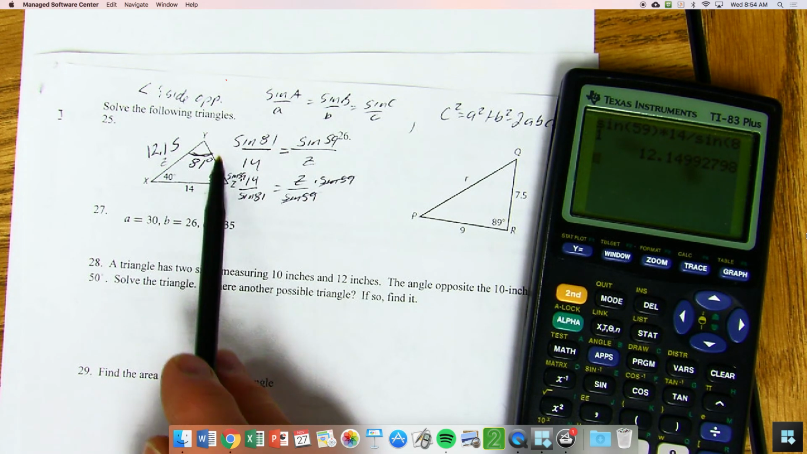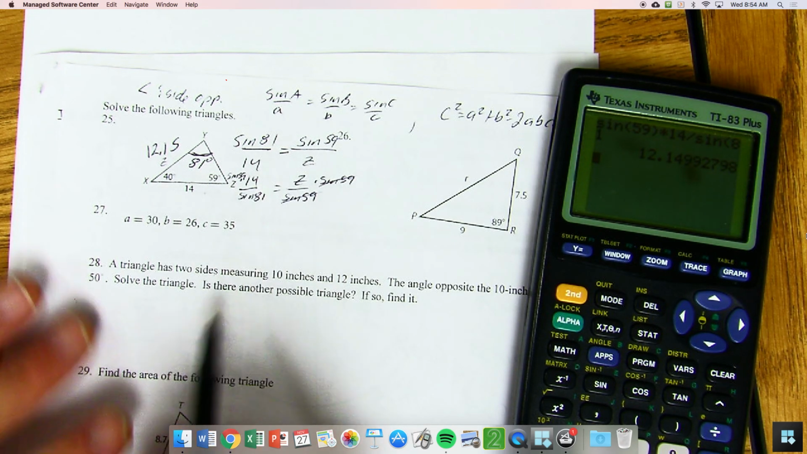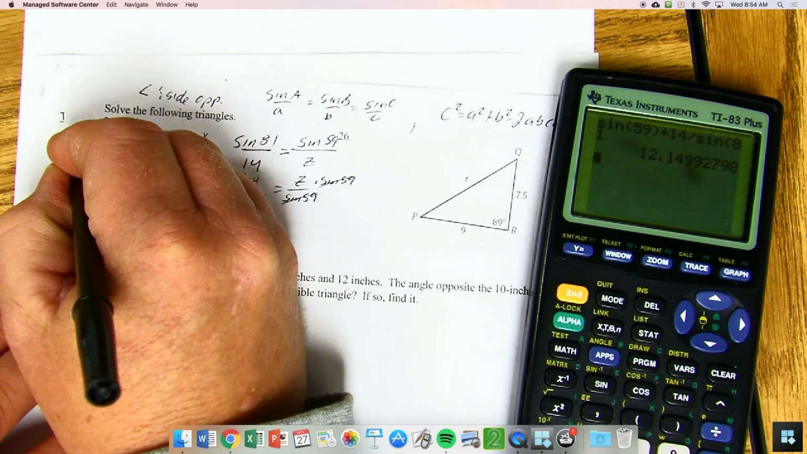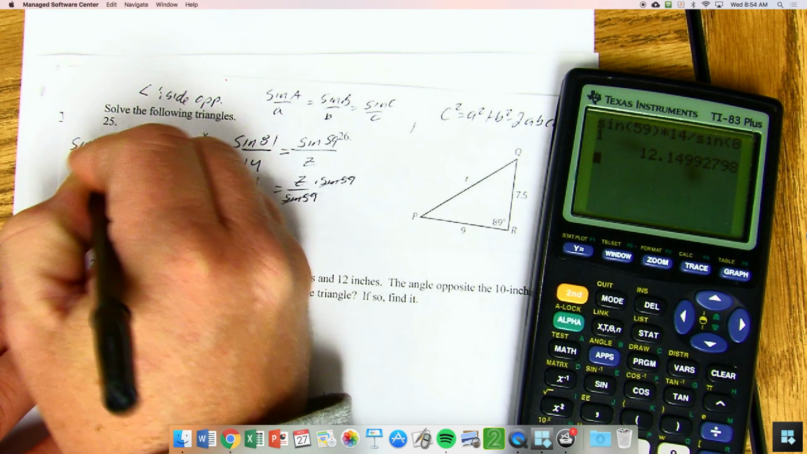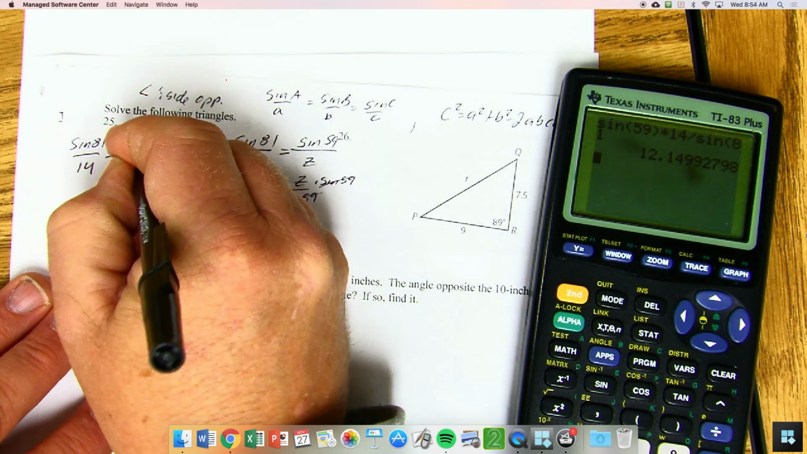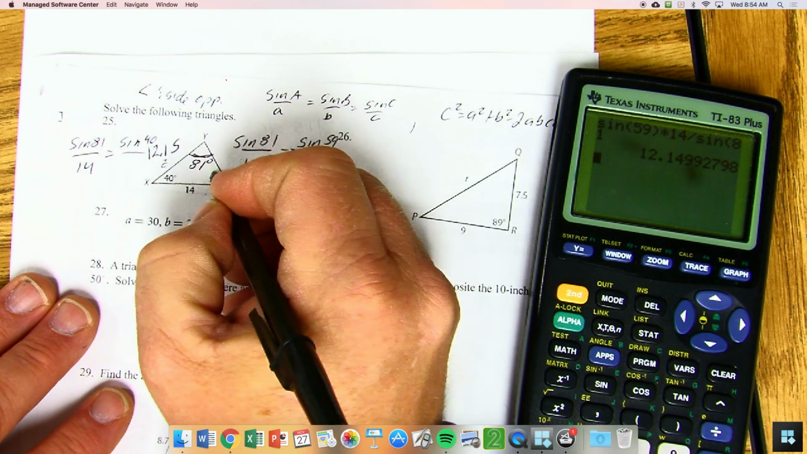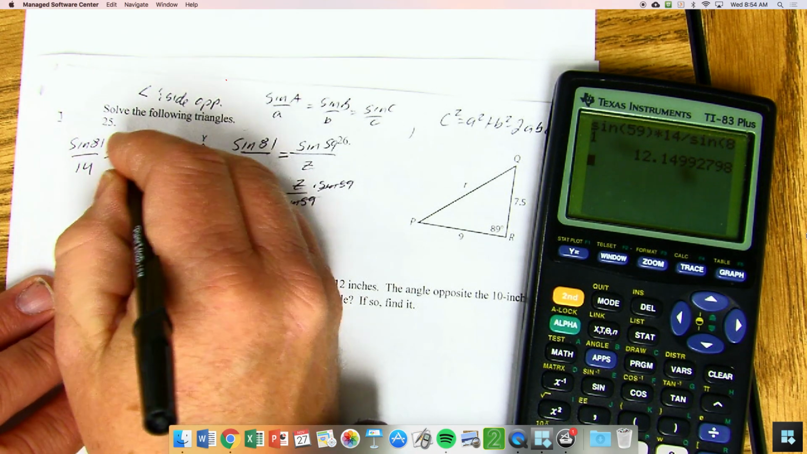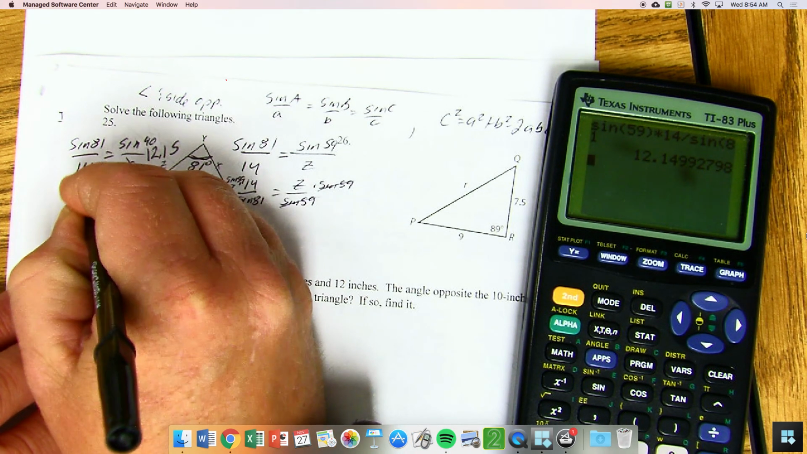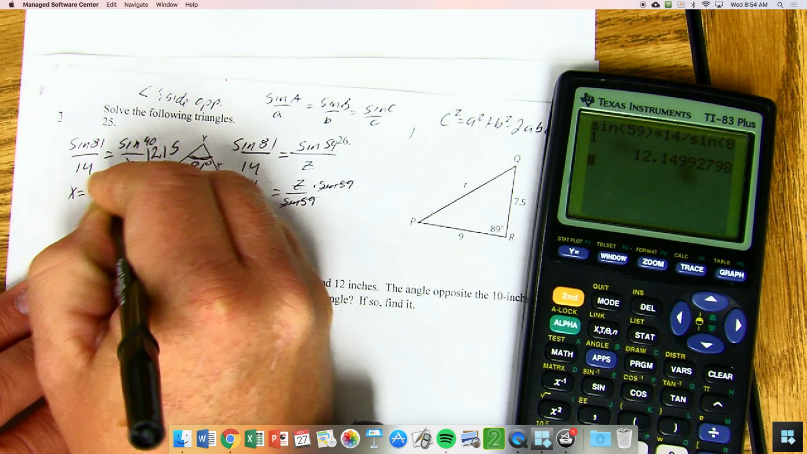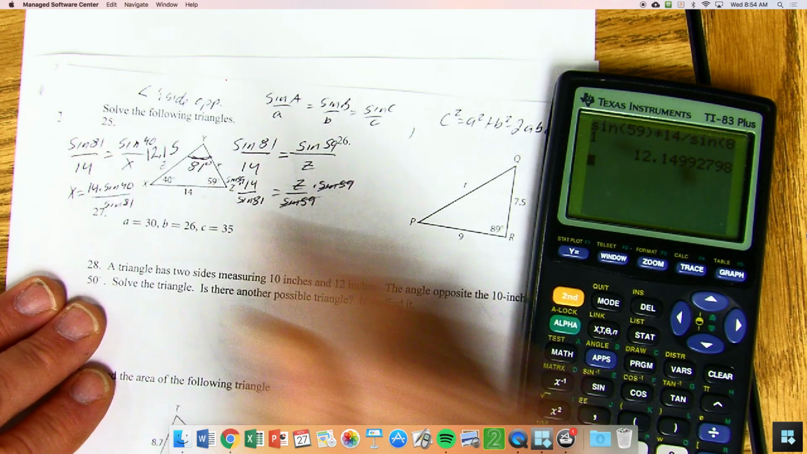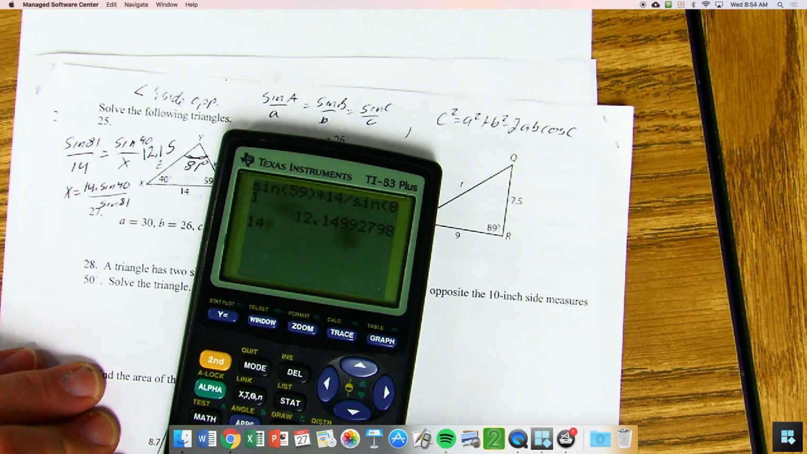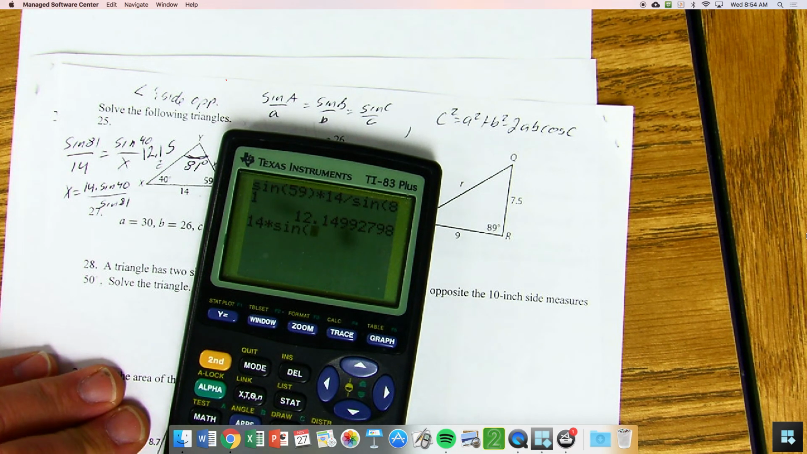So now let's go ahead and find this side over here. You cannot use Pythagorean theorem. Got to use law of sines again. So I would tell you to take sine of 81 over 14 equals the sine of 40 over little x. So now take both sides and flip it, and then multiply by sine 40. So x equals 14 times the sine of 40 over sine of 81. So then I get 14 times sine of 40 in parentheses divided by sine 81.